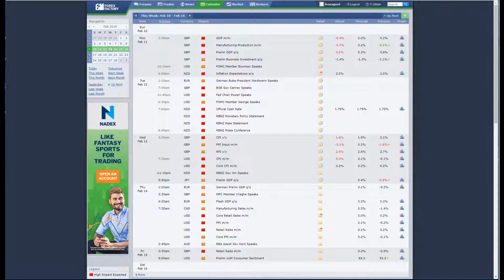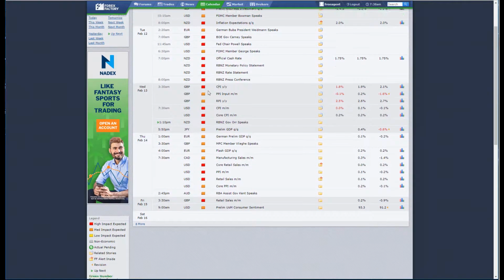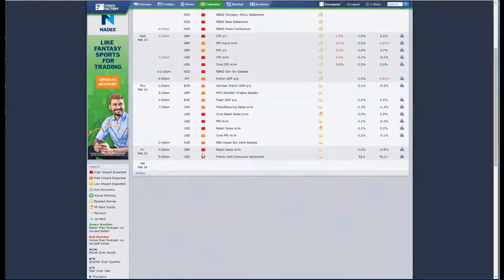And it's the high impact ones, right? Particularly around a rate statement. These are the ones that will move the market. You've got to pay attention to that.